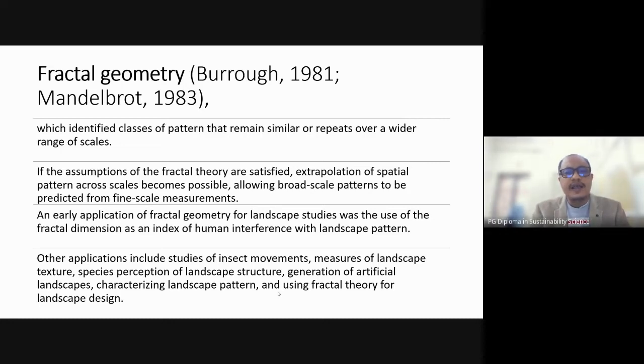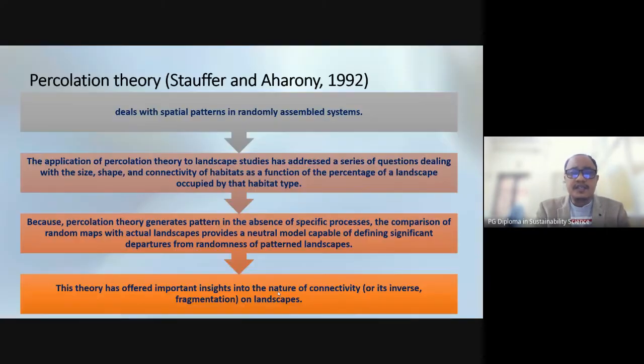Other applications include insect movements, measures of landscape texture, species perception of landscape structure, generation of artificial landscapes, and characterizing landscape pattern using fractal theory for landscape design. Right, this is how we will see.